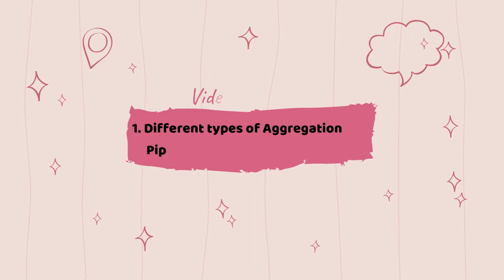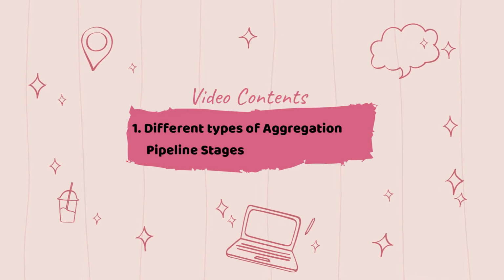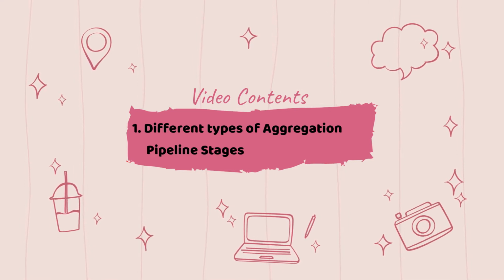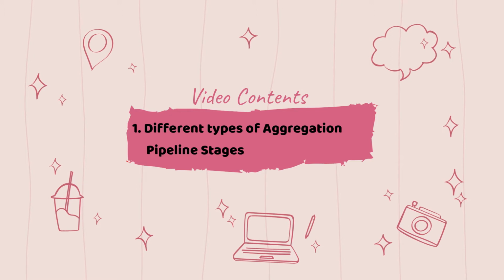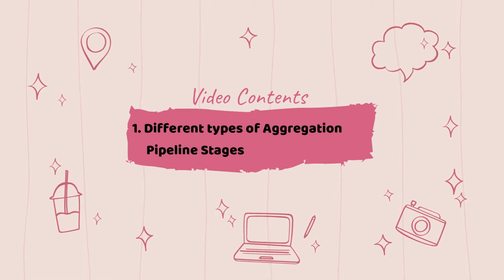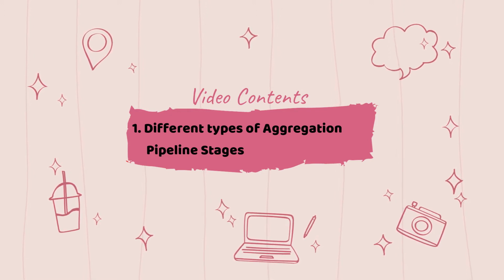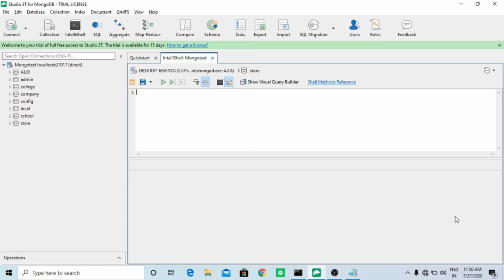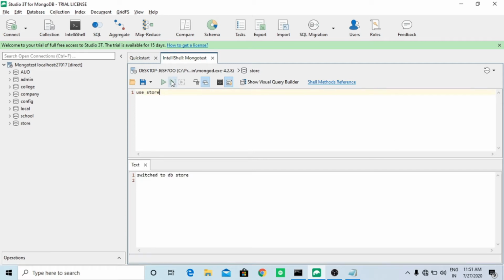So in this video we will be learning about aggregation pipeline stages and how to display the documents in different manners by using this aggregation. In the last video we had discussed embedded documents, and in this video we will be discussing aggregation pipeline stages. So here I will be creating this database, right? After that I will be creating a collection.